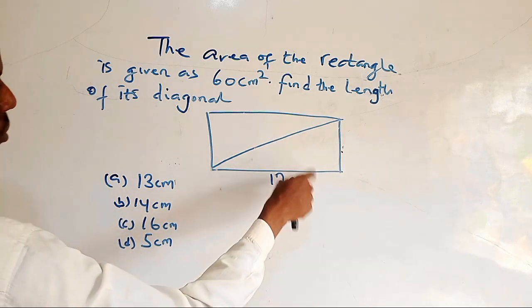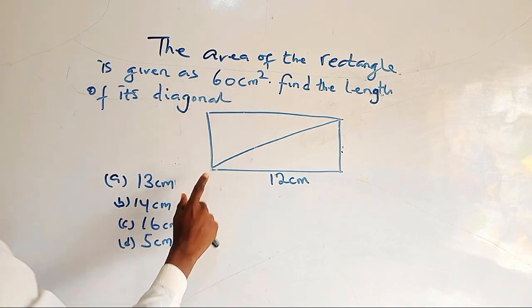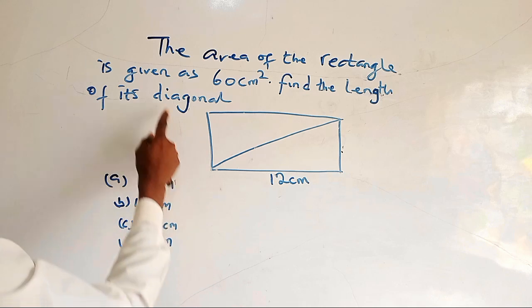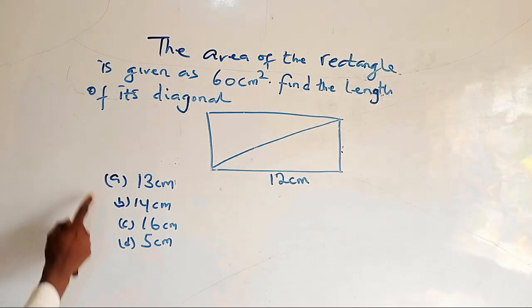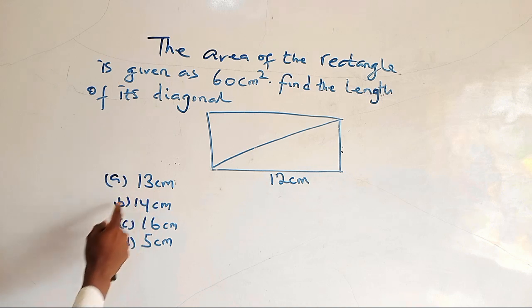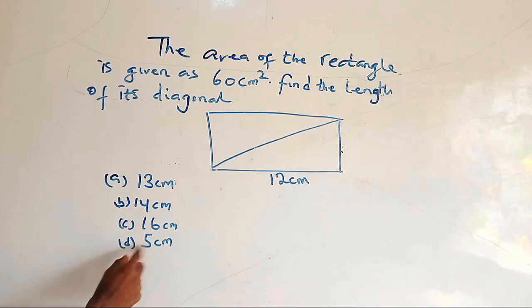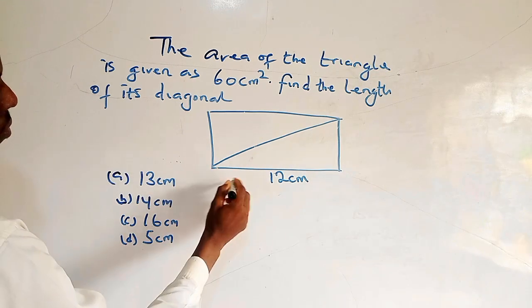So for this rectangle, the total area equals 60 centimeters square, and we are given one of the dimensions, which is the length, okay? And we have to figure out the diagonal of this rectangle. Given these four alternatives, we have A to be 13 centimeter, B to be 14, C to be 16, D to be 5 centimeters. So we have to pick one out of it. So how do we go about this solution?